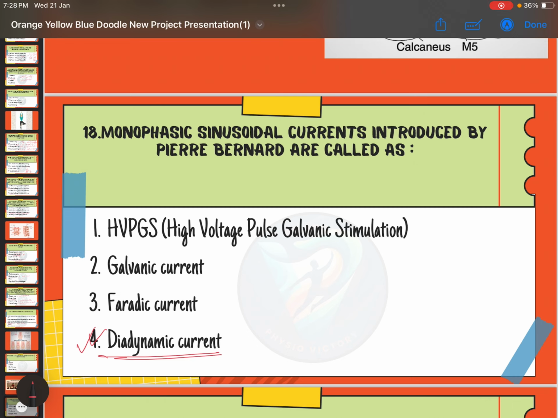Diadynamic current is a monophasic sinusoidal current derived from rectified alternating current. Frequency is around 50 to 100 Hz depending upon the time. Mainly used for pain relief, muscle stimulation, and circulation improvement.